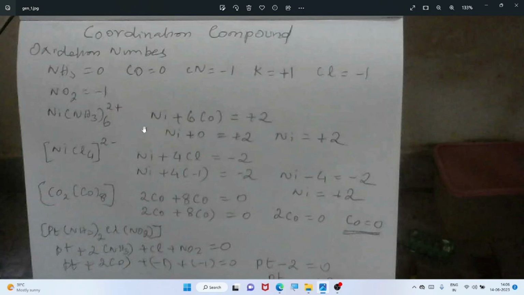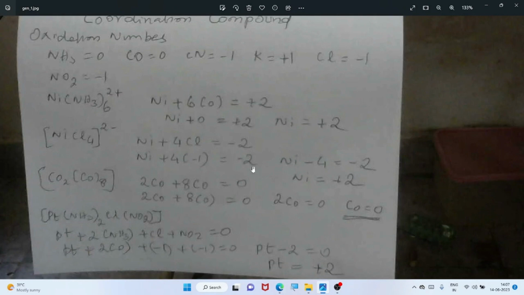Suppose I want to find out the oxidation state of nickel in this compound. Ni plus 6 into 0, since NH3 is 0 for all 6 molecules, equals +2, which is the overall charge. So the oxidation state of Ni is +2. Now in NiCl4, 4 Cl, where Cl is -1: Ni plus 4 into -1 equals the overall charge -2. So Ni - 4 equals -2, Ni equals +2.